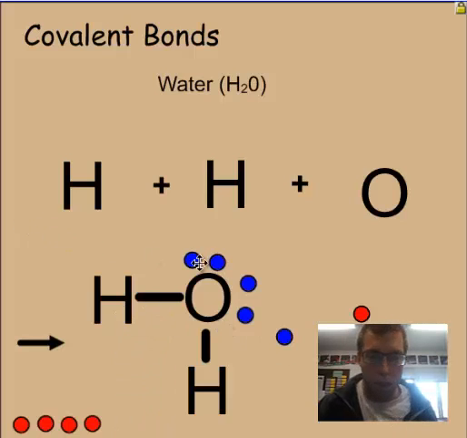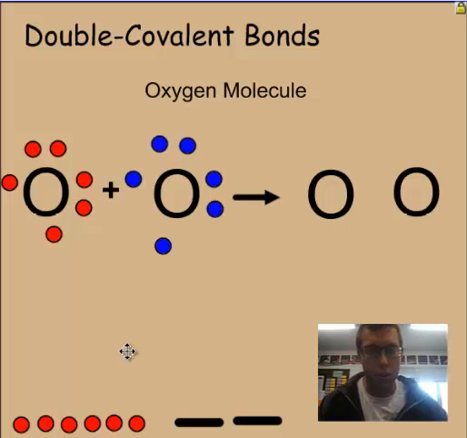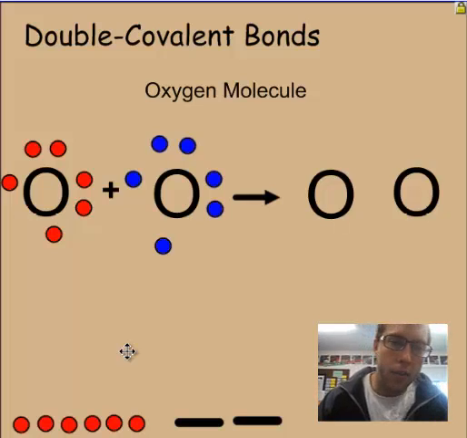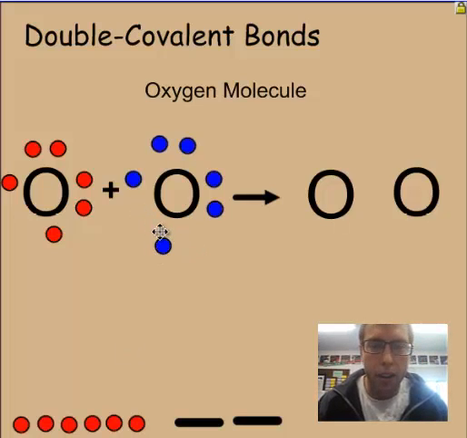So this shows a complete water molecule. The 4 electrons for oxygen, 5, 6, 7, 8. Each of these lines represents 2 electrons. Now we're on a double covalent bond, meaning that each oxygen here needs 2 electrons. Each of these needs 2 electrons to fill an outer circle.